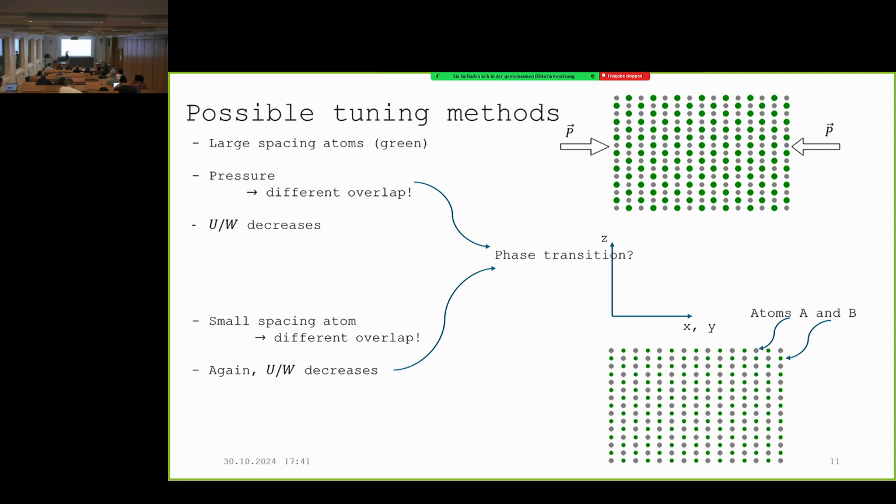And another way of doing the same thing is taking the gray atoms and putting no pressure, but instead we put small spacing atoms. What happens is that there's more space between the two gray atoms to get closer, because the spacing atom is smaller. And same result, the overlap gets larger. Okay, so that's two ways of probing it.